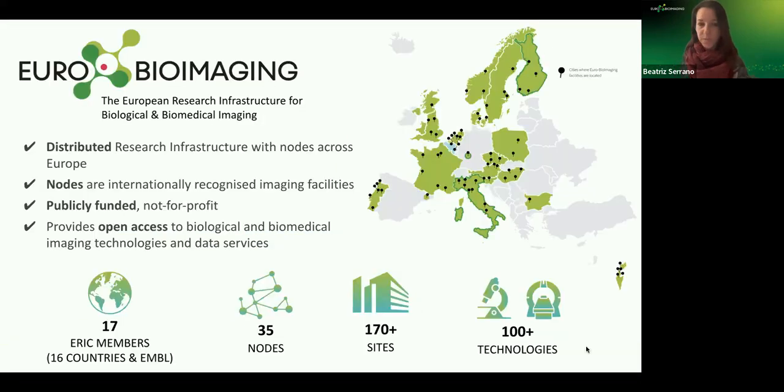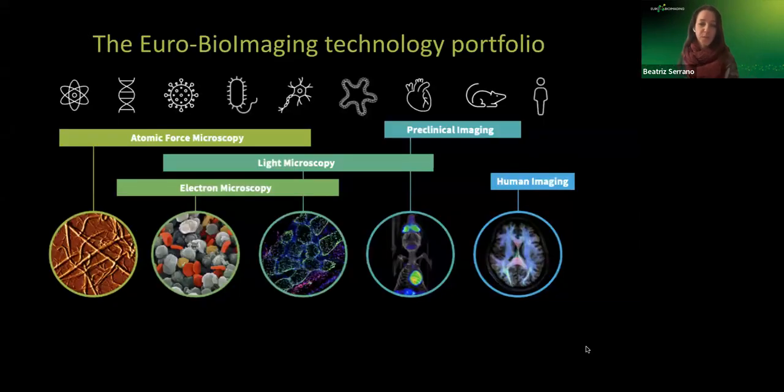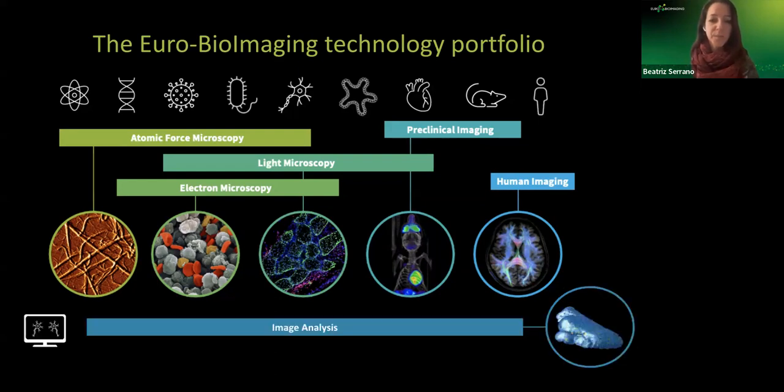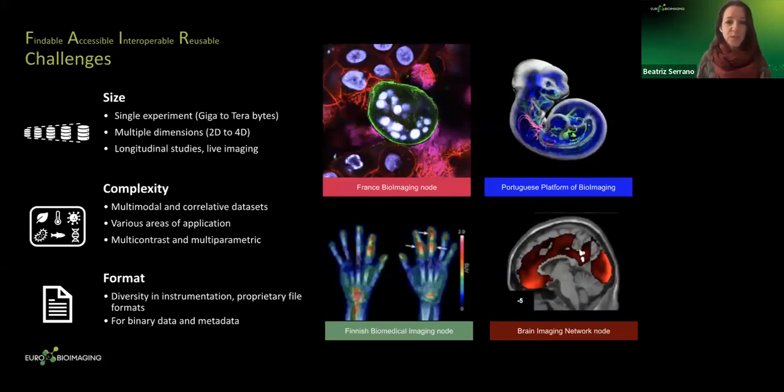So the portfolio is quite broad. It goes from the atomic level to the human level. And of course, there are also image analysis services associated to each one of them. This is all provided by the different Euro imaging nodes. And we have also image data services in that. So we want to have the FAIR data coming from these microscopes, but it's quite challenging in general.